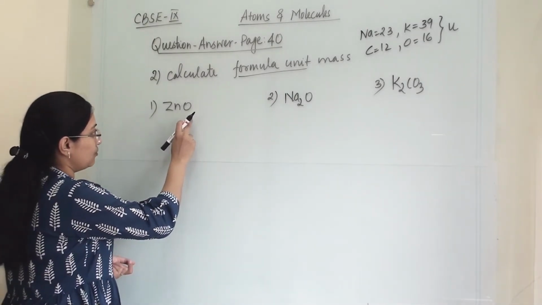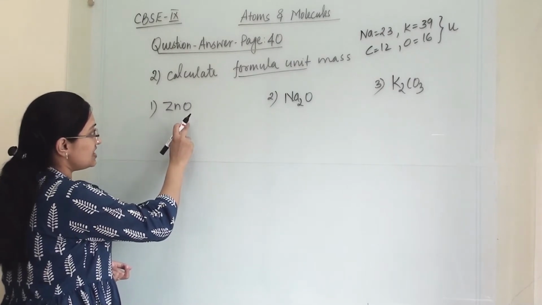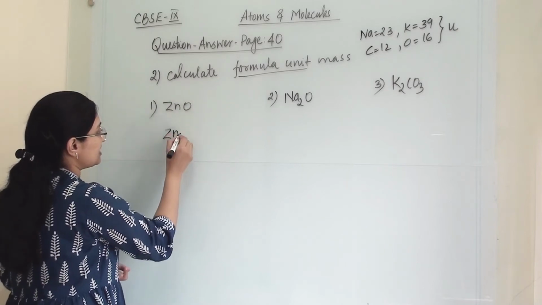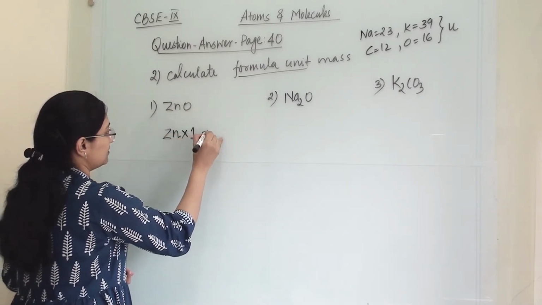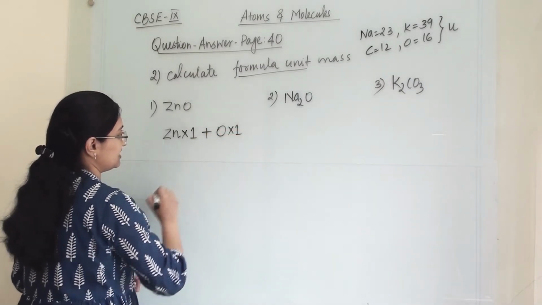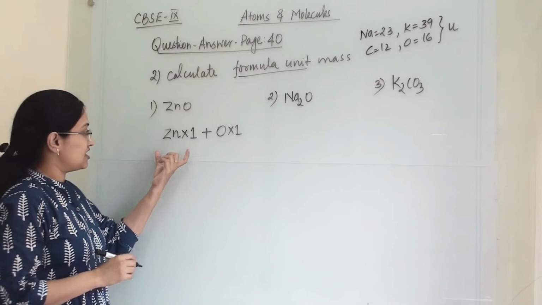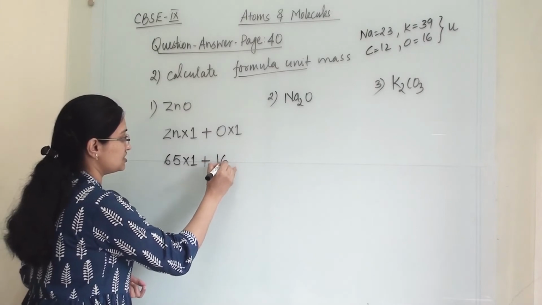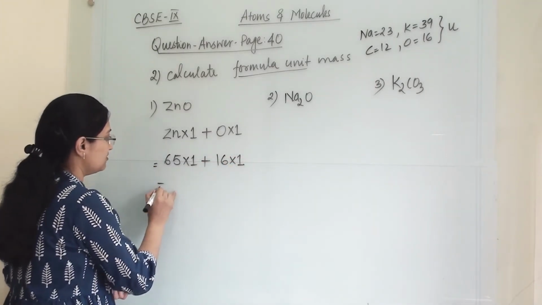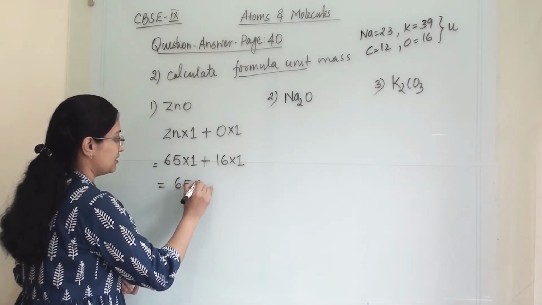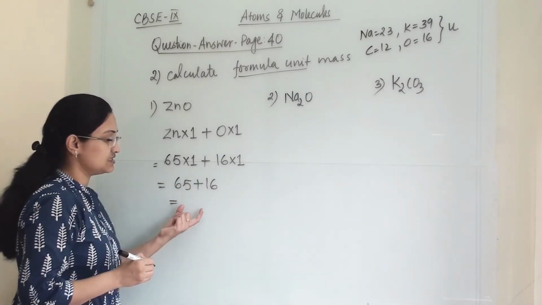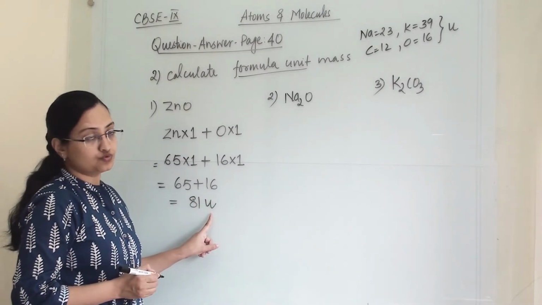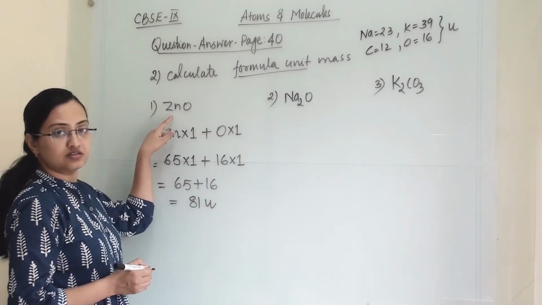So this is ZnO. This is zinc oxide. In zinc oxide, how do we find the formula unit mass? How many zinc are there in this? 1, plus oxygen. How many oxygen are there? 1. So zinc's atomic mass unit is 65. So 65 into 1 plus oxygen, 16 into 1. So here we calculate 65 plus 16 and our answer is 81. The answer unit will be u. So this is the formula unit mass for zinc oxide.